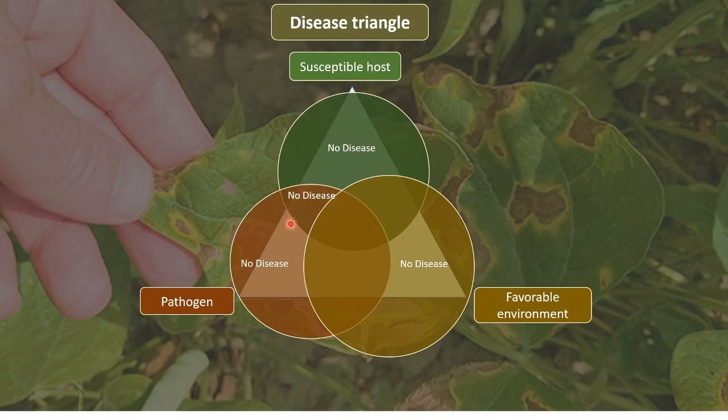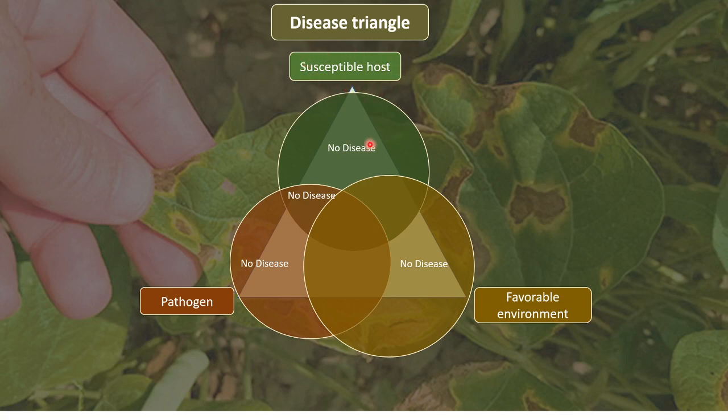So this intersection shows that the pathogen and susceptible host are present, both of these are intersecting, but the favorable environment is not coming in. So when the pathogen does not get a favorable environment, there will be no disease, though there may be the presence of a susceptible host.